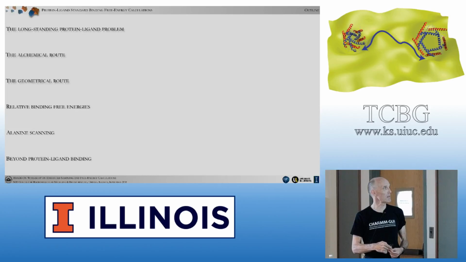And then I will briefly mention alanine scanning, which is basically kind of a corollary of doing these free energy calculations to predict mutations that stabilize a protein-ligand or protein-protein complex. And then we'll go a little bit beyond protein-ligand binding with protein-protein interaction. Okay, so let's start with the beginning.